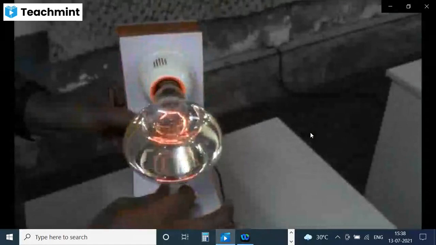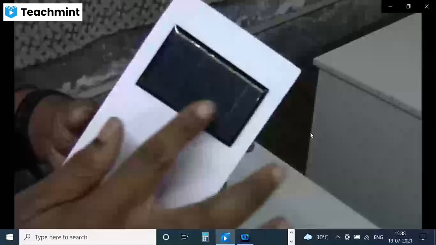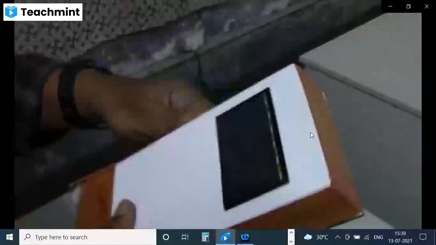And this is the solar panel, and this entire setup is called a solar cell. This is the solar cell positive terminal. This is the solar cell negative terminal.